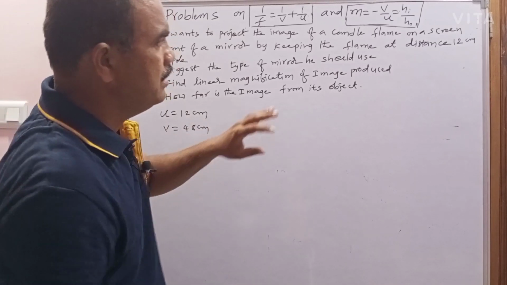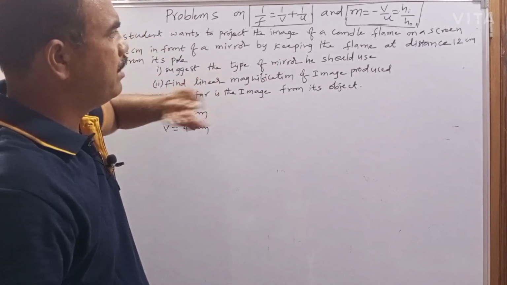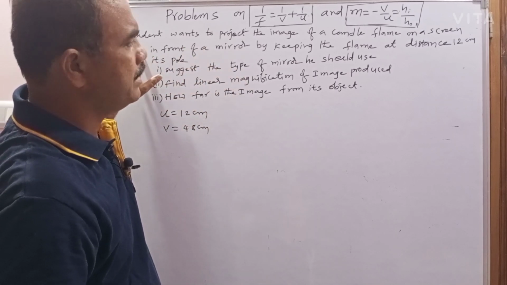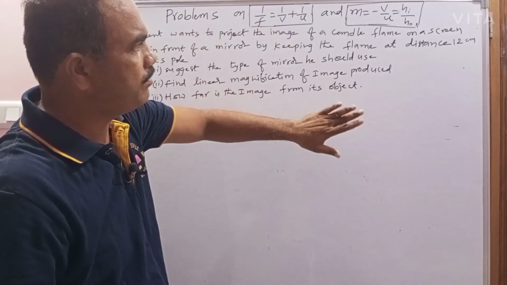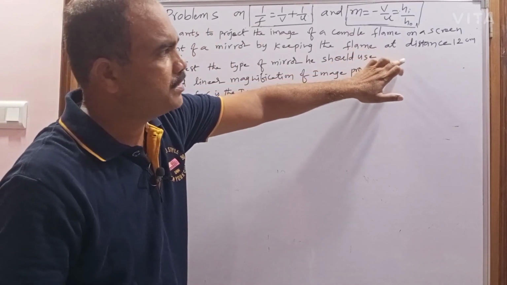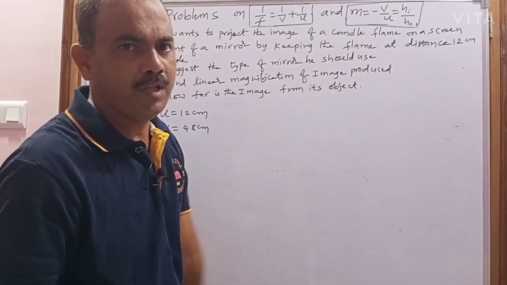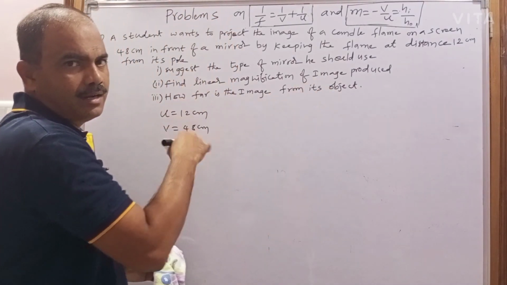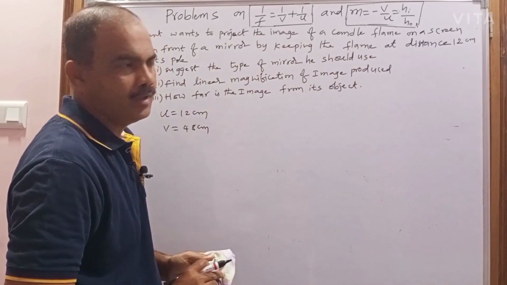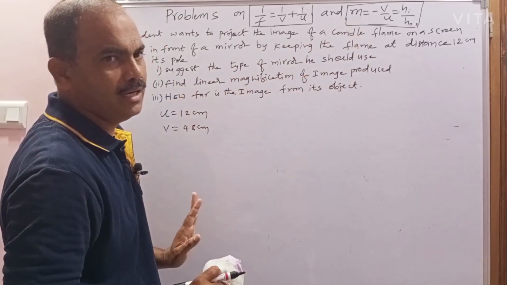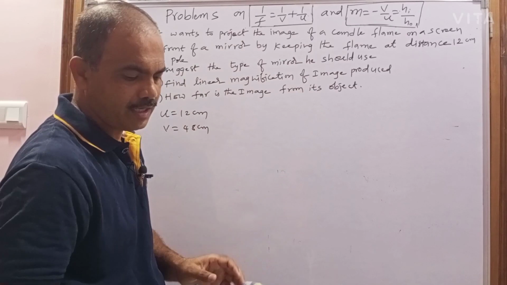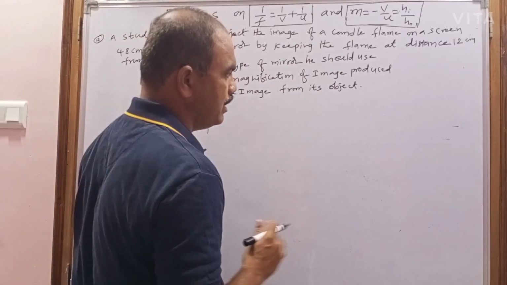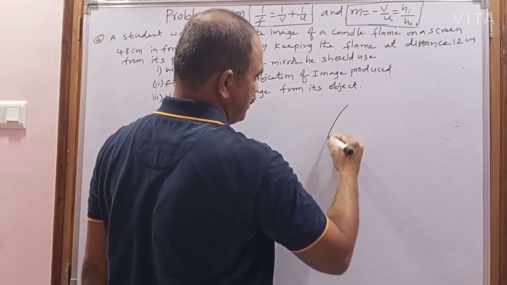When you read the problem, you get this information: the screen is placed 48 centimeter from the pole of the mirror, and the object is placed 12 centimeter from the pole of the mirror, and both the object and screen are on the same side. When the object and the image are on the same side, in which mirror can it be formed? Only in a concave mirror. So I am explaining here.